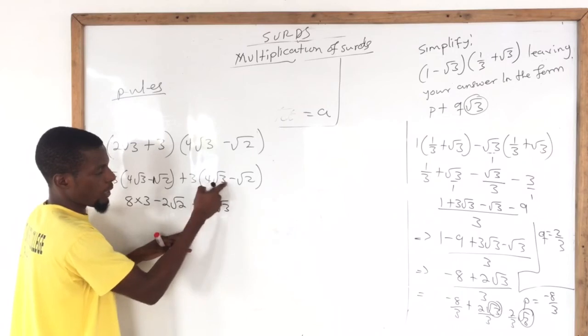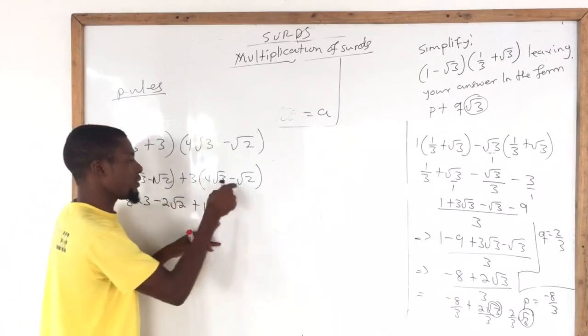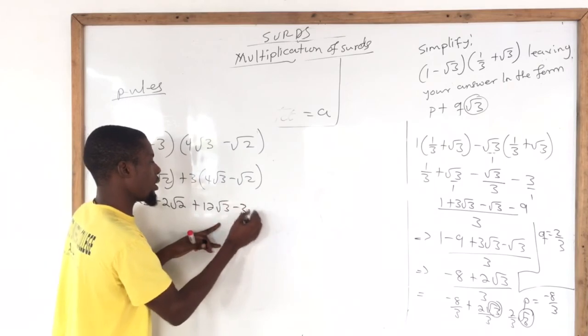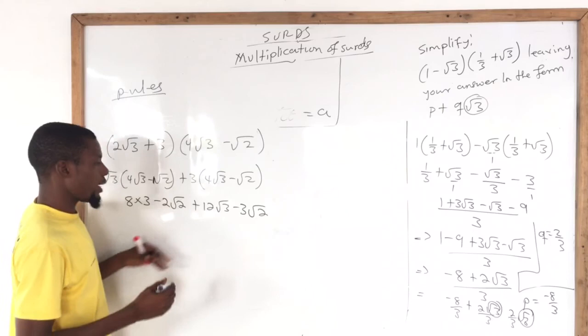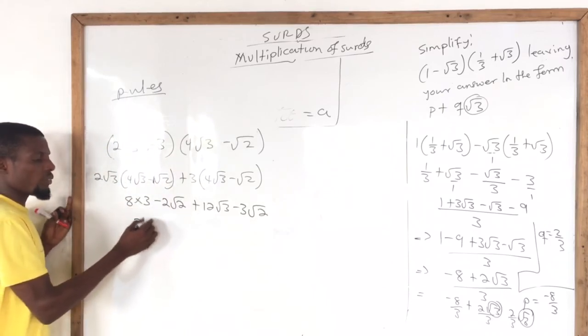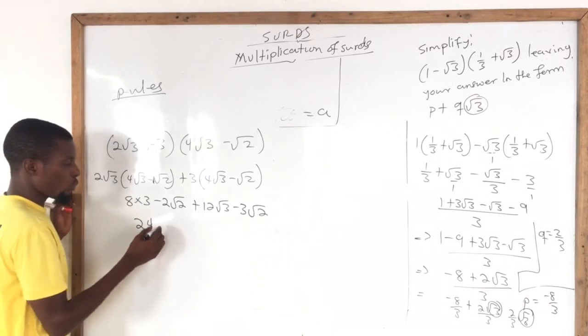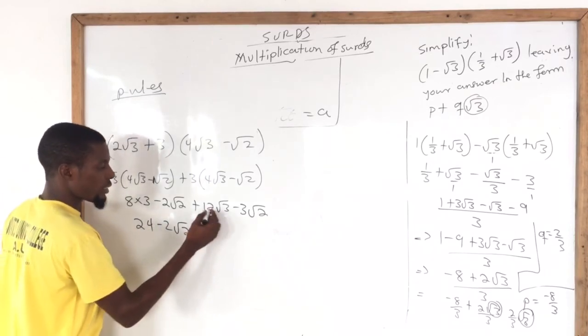You know why I didn't multiply the root? Because it doesn't have root, so we multiply the outside one, right? Now 3 times this is going to give me minus 3 root 2. Okay? So at the end, I'm going to get 8 times 3 is going to give me 24. So 24 minus 2 root 2 plus, this is 12, right?